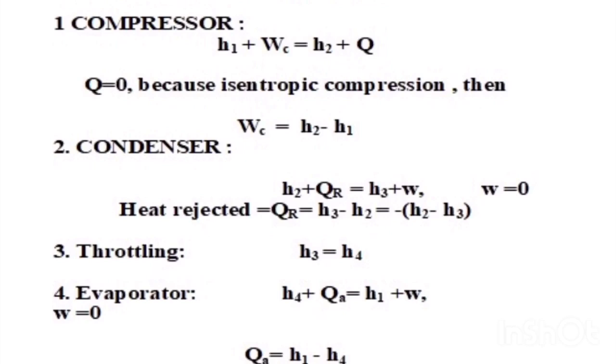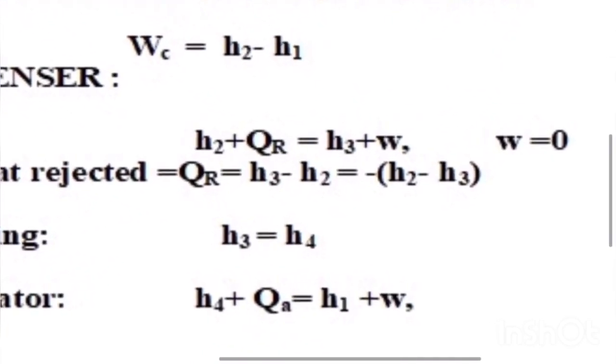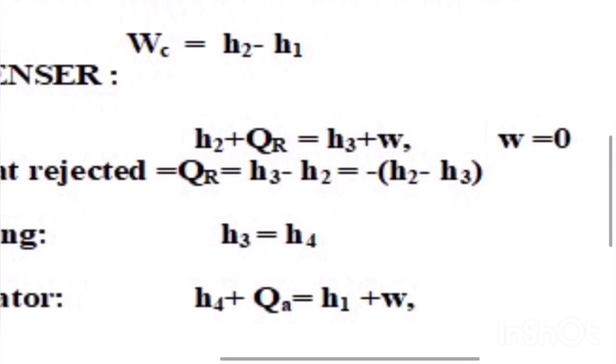So, the work of the condenser, W equal to 0. So, heat rejected, Q r equal to H 3 minus H 2. Here heat is rejected from the system, so it should be in minus. So, we adjust this equation as minus in bracket H 2 minus H 3, bracket close.